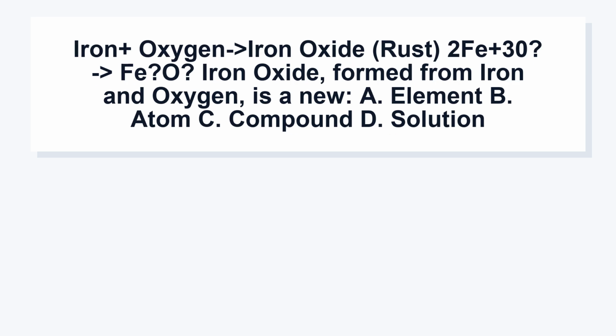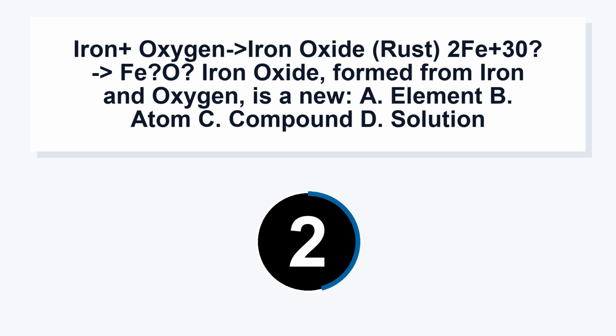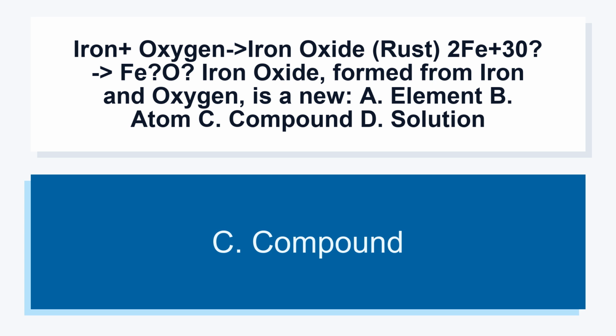Iron plus oxygen yields iron oxide: 2 Fe + 3 O yields Fe2O3. Iron oxide, formed from iron and oxygen, is a new A. Element. B. Atom. C. Compound. D. Solution. C. Compound.